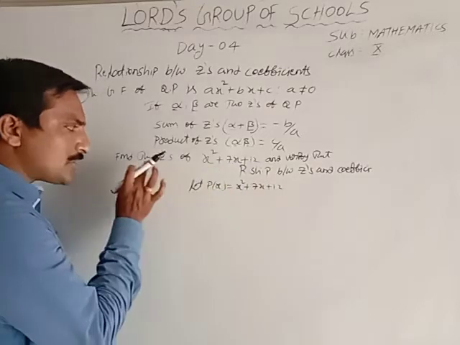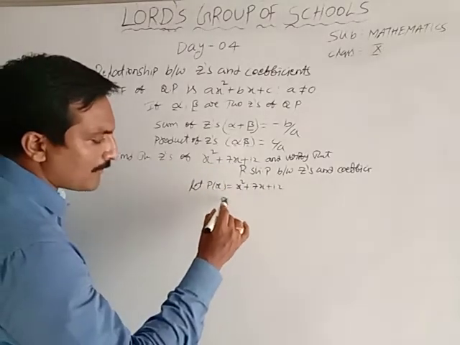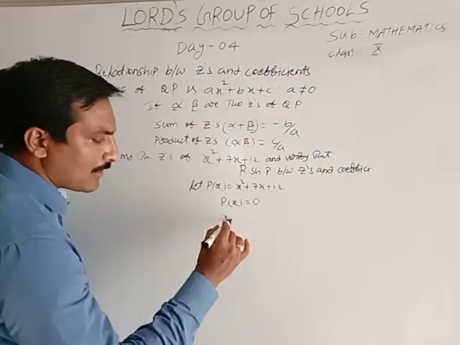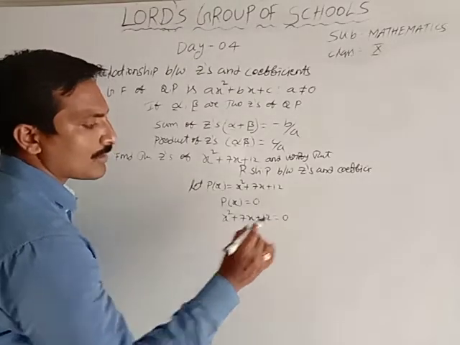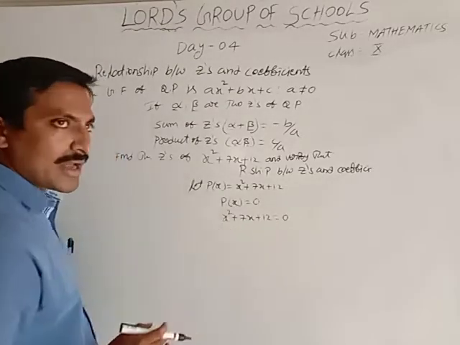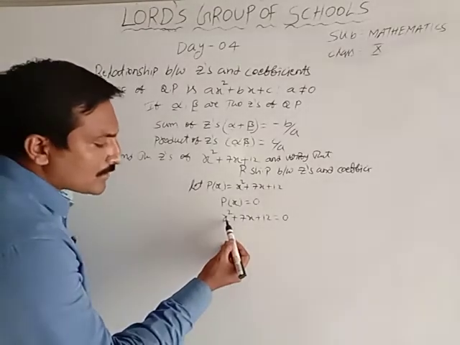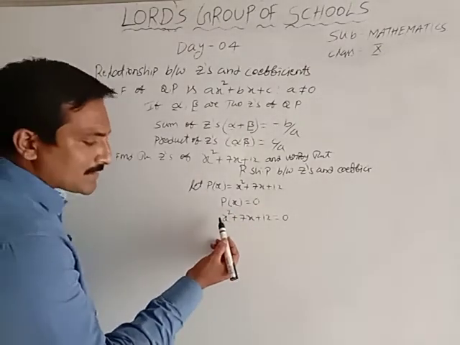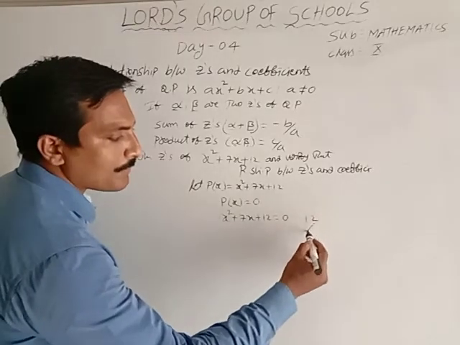First of all, you need the zeros, so you have to find the zeros. For that, p of x is equal to 0, meaning the given polynomial is equal to 0. This is a quadratic polynomial, in which three terms are present. You need factorization. For the process of factorization, multiply the x square coefficient and the constant, which gives 12.